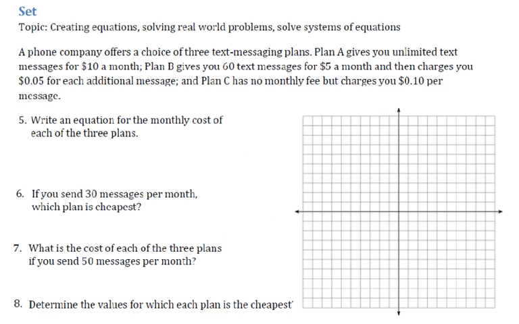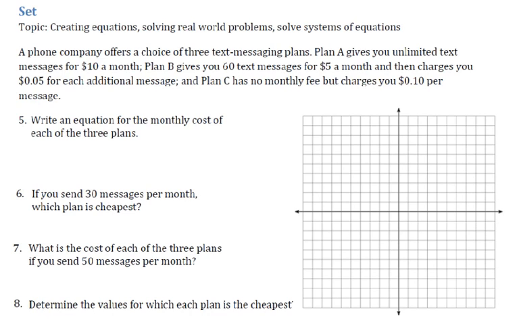Alright, the set. Create equations, solving real-world problems, solve systems of equations. So a phone company offers a choice of 3 text messaging plans. Plan A gives you unlimited text messages for $10 a month. Plan B gives you 60 text messages for $5 a month and then charges you 5 cents for each additional message. And Plan C has no monthly fee but charges you 10 cents per message. Write an equation for the monthly cost of each of the 3 plans.